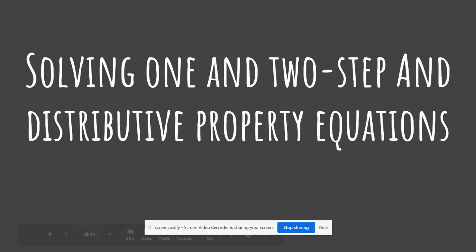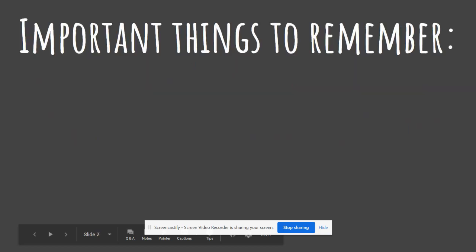I'm going to attach PDFs of this presentation, so you can always slow down, do it yourself, and use those as notes. So I hope this is helpful. Okay, let's get started. So important things to remember when we are solving equations.